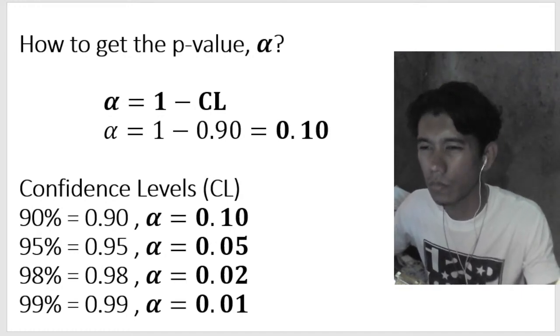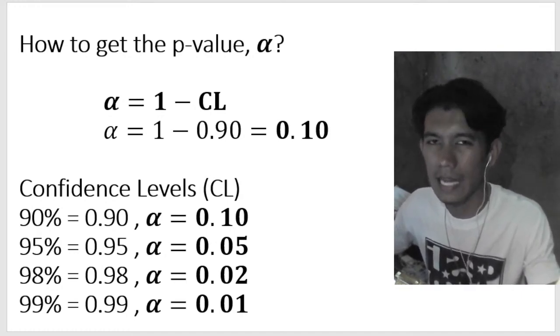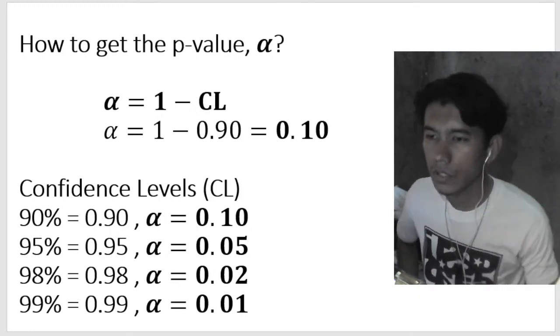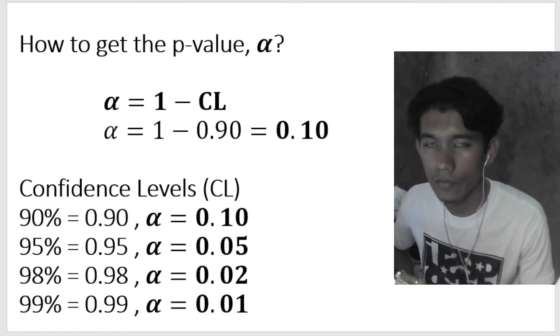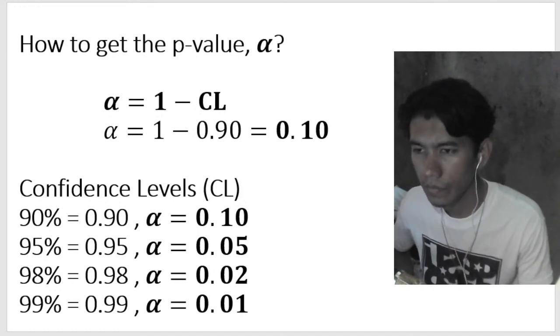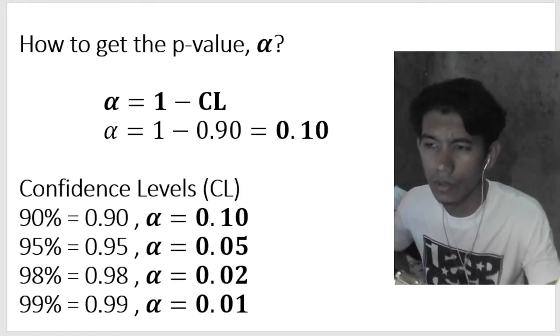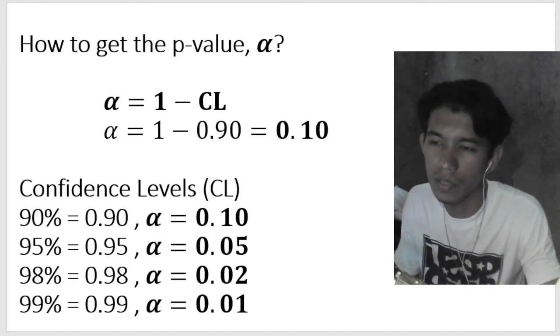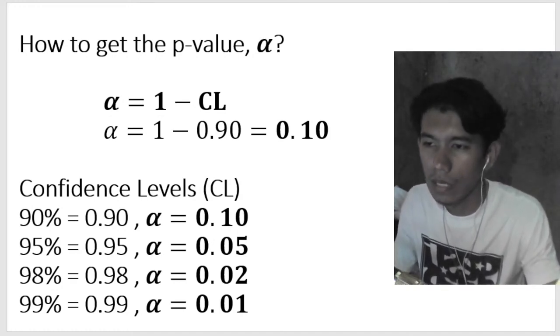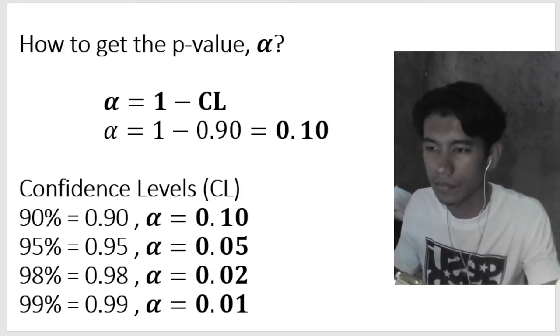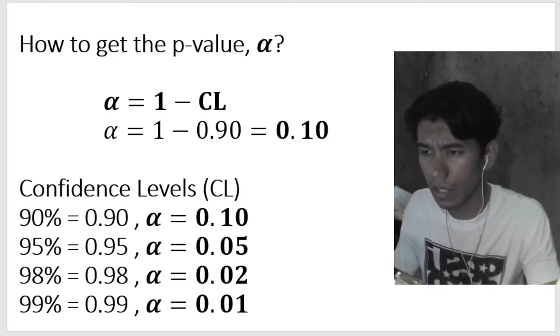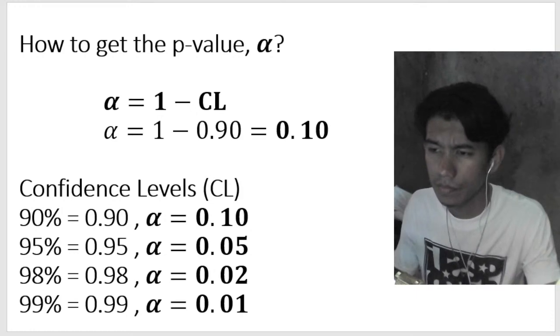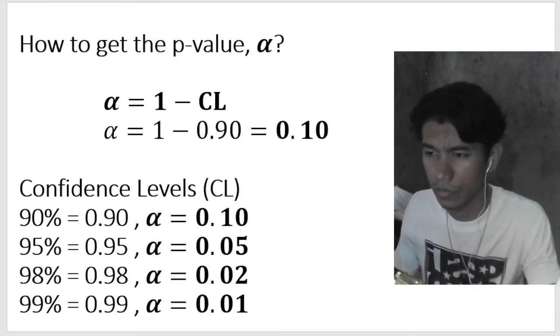The p-value, denoted as alpha, the Greek letter alpha, is one of the values that we are using in determining the t-value for a t-distribution. Now, the formula for p-value is 1 minus the confidence level, or simply 1 minus CL. This CL is the confidence level, which is used for most tests, and some values that we are using are 90%, 95%, 98%, and 99%.